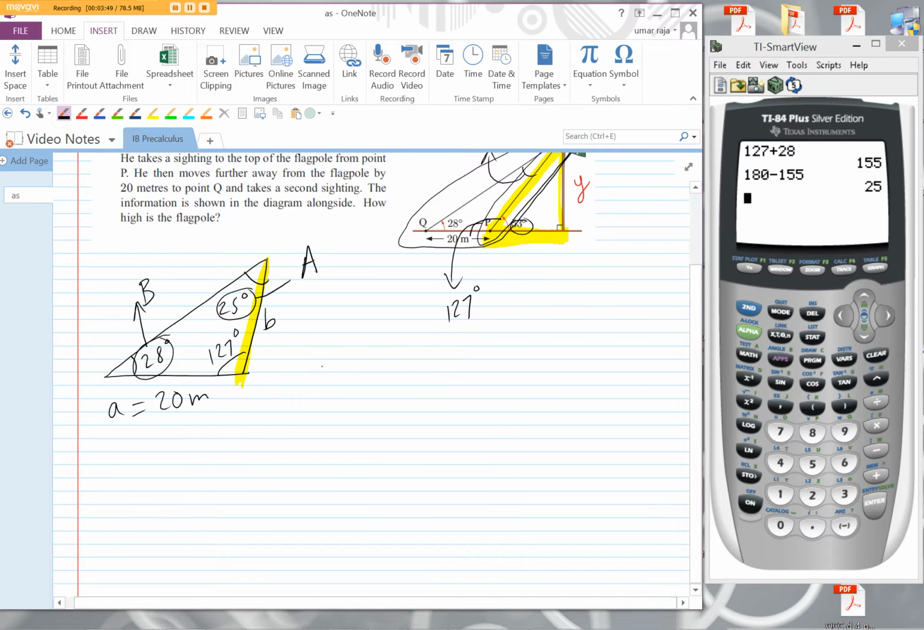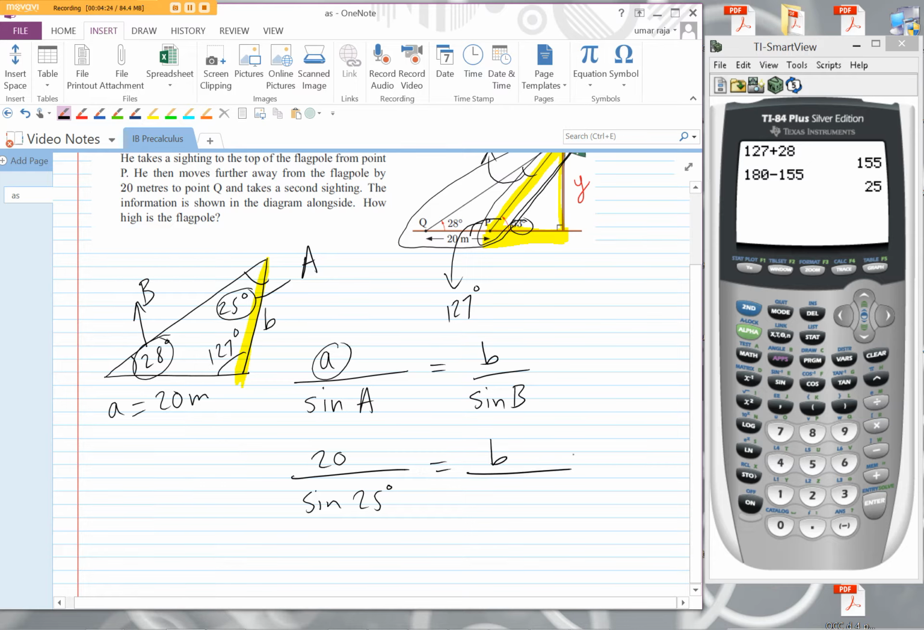Once you can write this out, you would set up a proportion or write the law of sines: A over sine of A is equal to B over sine of B. So what's the first side that we're going to be plugging in? They're saying that the first side is 20 meters, so we plug that in for A, over sine of A, and since angle A is 25, this is sine of 25 degrees. That's equal to side B, which we're solving for, so we're not going to plug anything in for that, over sine of B, which in this case is 28 degrees.